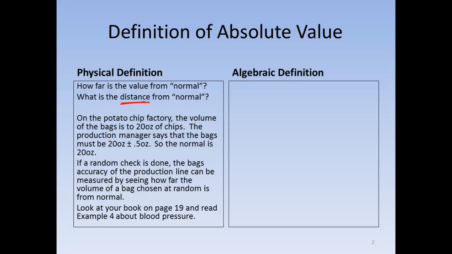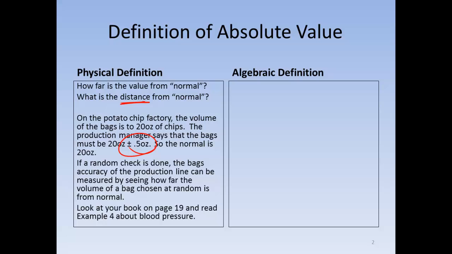If a random check is done, the accuracy of the production line can be measured by seeing how far the volume of a bag chosen at random is from normal. So the production manager goes and tests a bag and asks, how far is this one from 20 ounces? And if it is within that 0.5 ounces, then we know we've got an accurate machine filling these bags with potato chips.